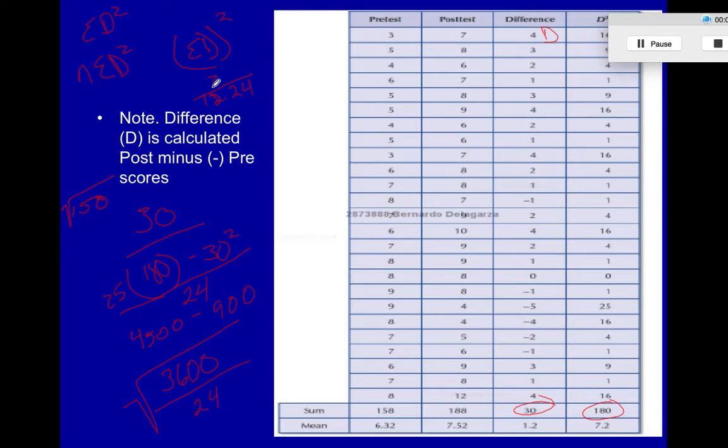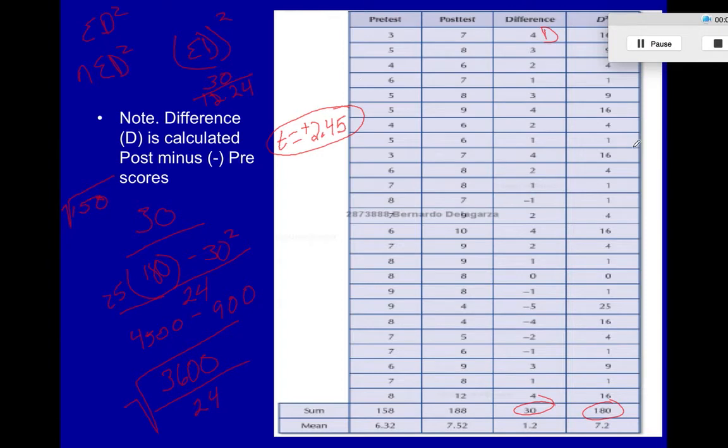So in my numerator, I have a value of 30. In my denominator, I have a value of 12.24. So now we complete our equation by taking our value of 30 divided by 12.24, and that now gives me a value of t that is equal to a value of positive 2.45 once we round off to the second decimal point. So there's my statistic, a value of 2.45.